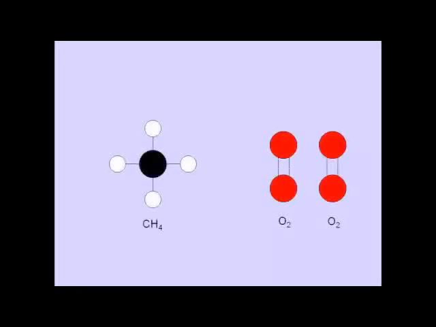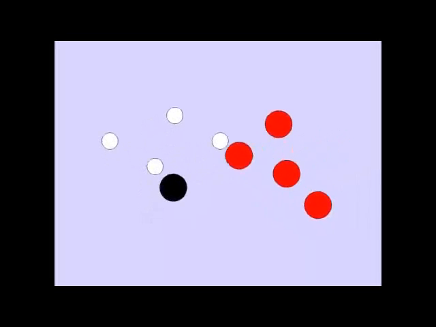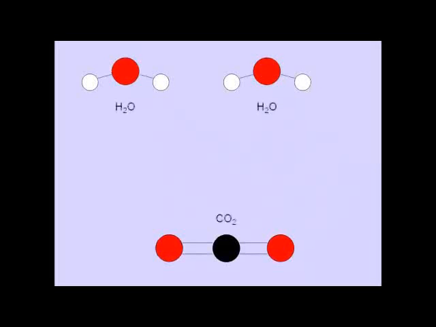Let's take a look at a visual representation of the reaction. Here we have 1 mole of methane and 2 moles of oxygen. Let's watch as the atoms rearrange themselves. The atoms have rearranged themselves into 2 moles of water and 1 mole of carbon dioxide. And there you have it.